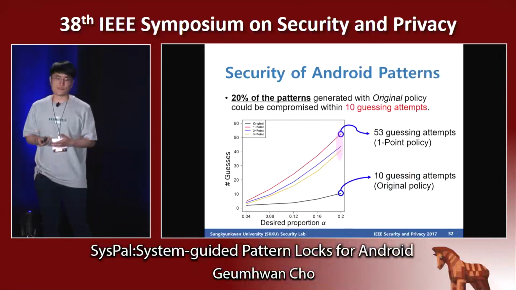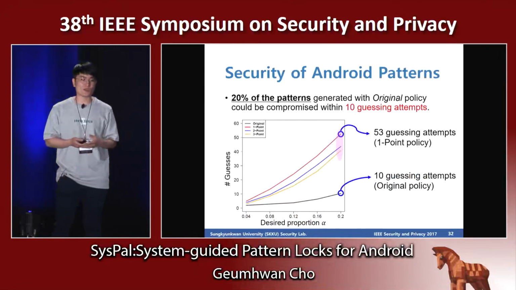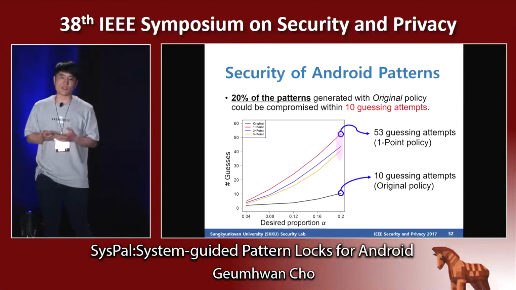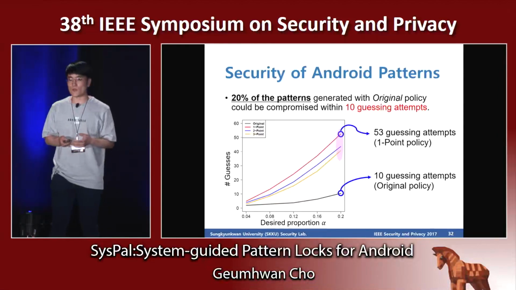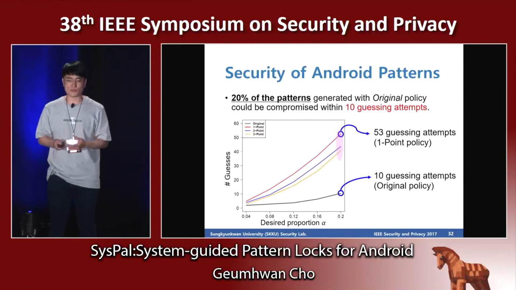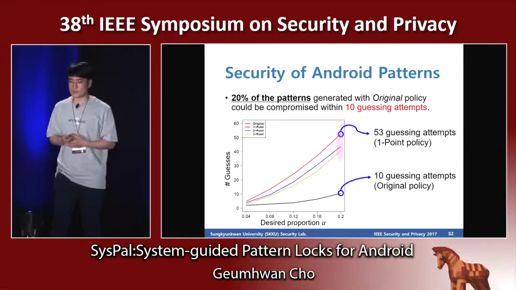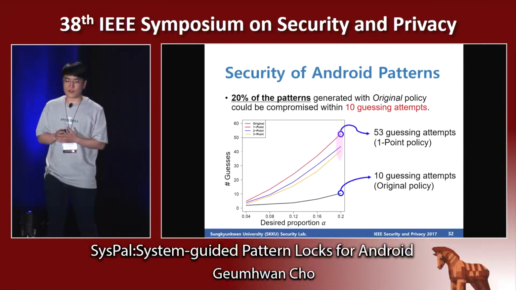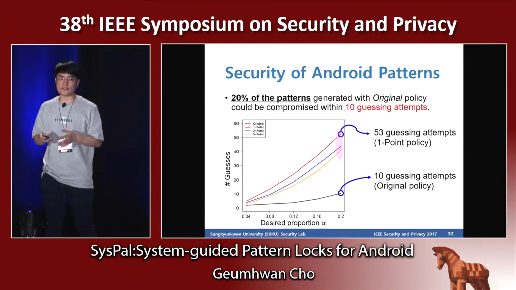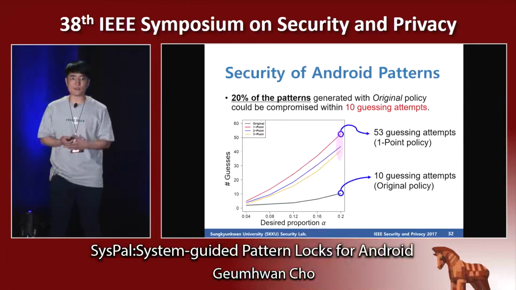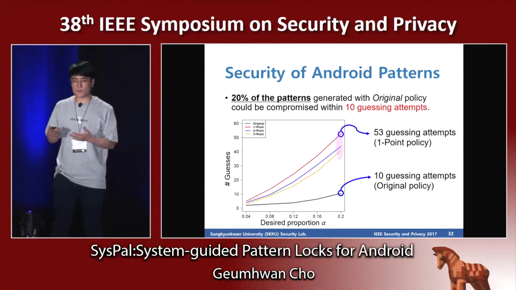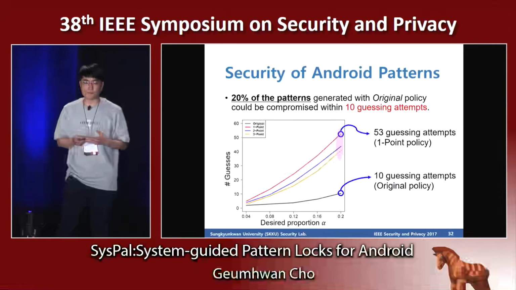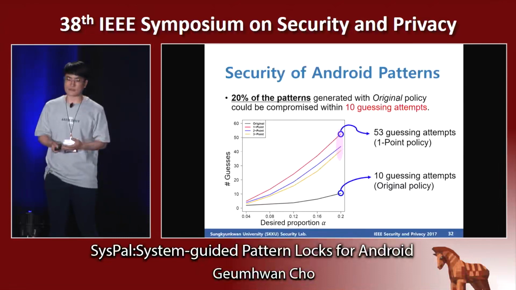And 20% of patterns generated with the original polish could be compromised within 10 guessing attempts. Otherwise, for the 1-point polish, the number goes up to 53 guessing attempts. Here, we note that, as you can see in this graph, the 3-point polish was not as good as the other SysPal polishes. It can be seen that increasing the points is not helpful to improve the security of Android pattern locks.